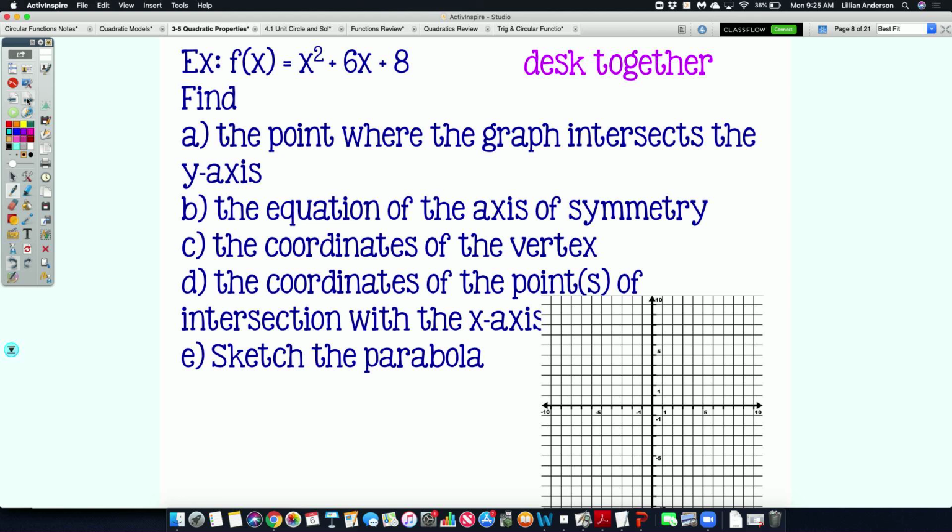And then you see, okay, it's asking you to find the point where the graph intersects the y-axis. Looking at what we have for general form, the graph is going to intersect the y-axis at (0, c). What is c in this problem? 8. So the point where the graph intersects the y-axis is the point (0, 8). Okay? The general form gives you your y-intercept very easily, as long as you are able to identify what the constant is. Question so far? The equation for the axis of symmetry. What's the formula for the axis of symmetry?